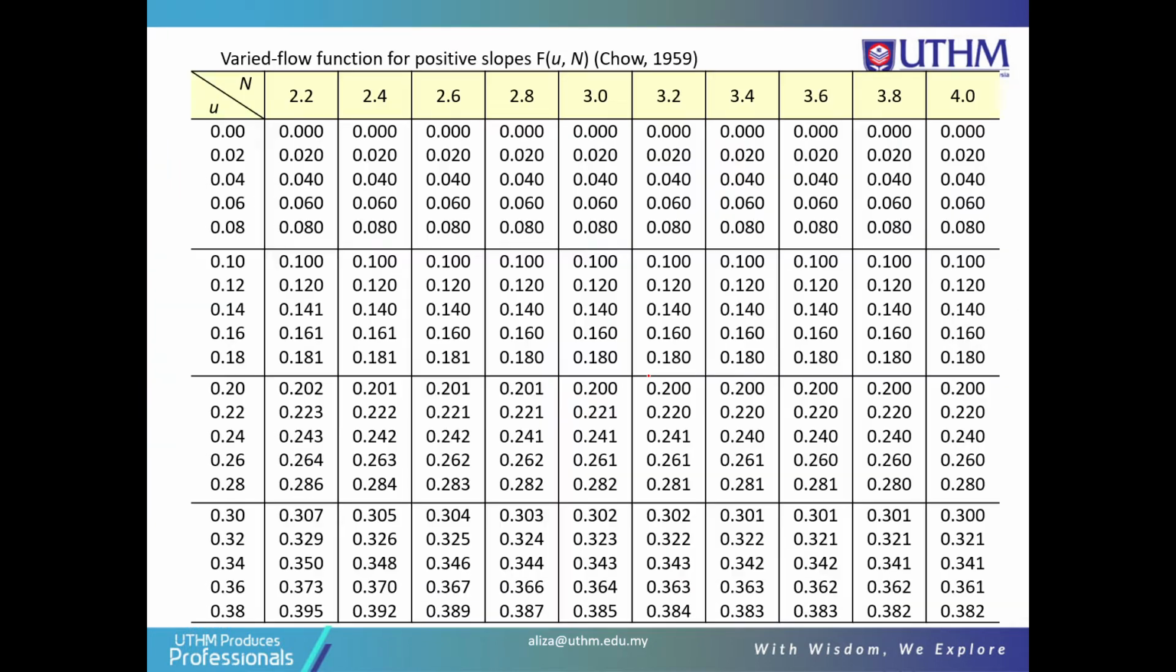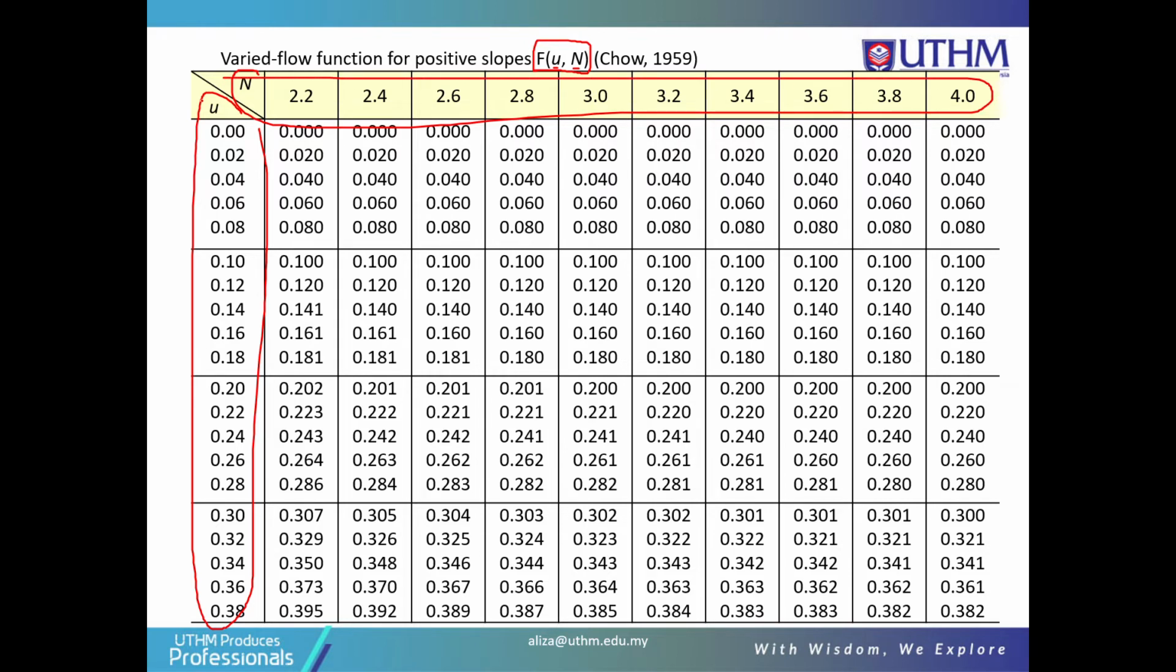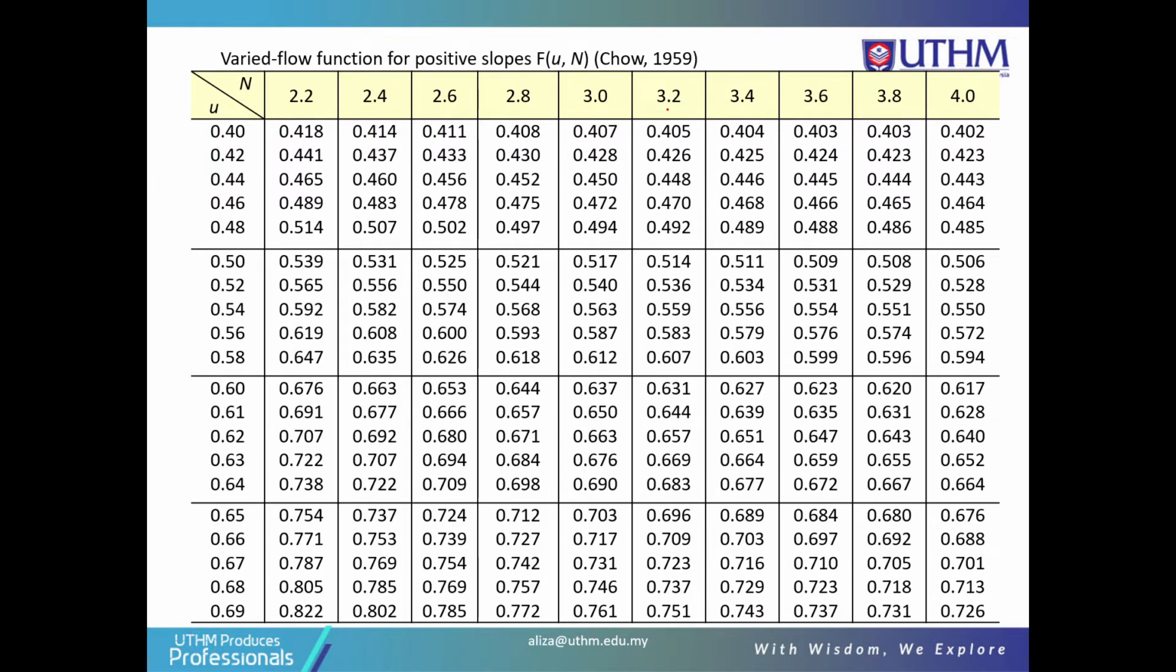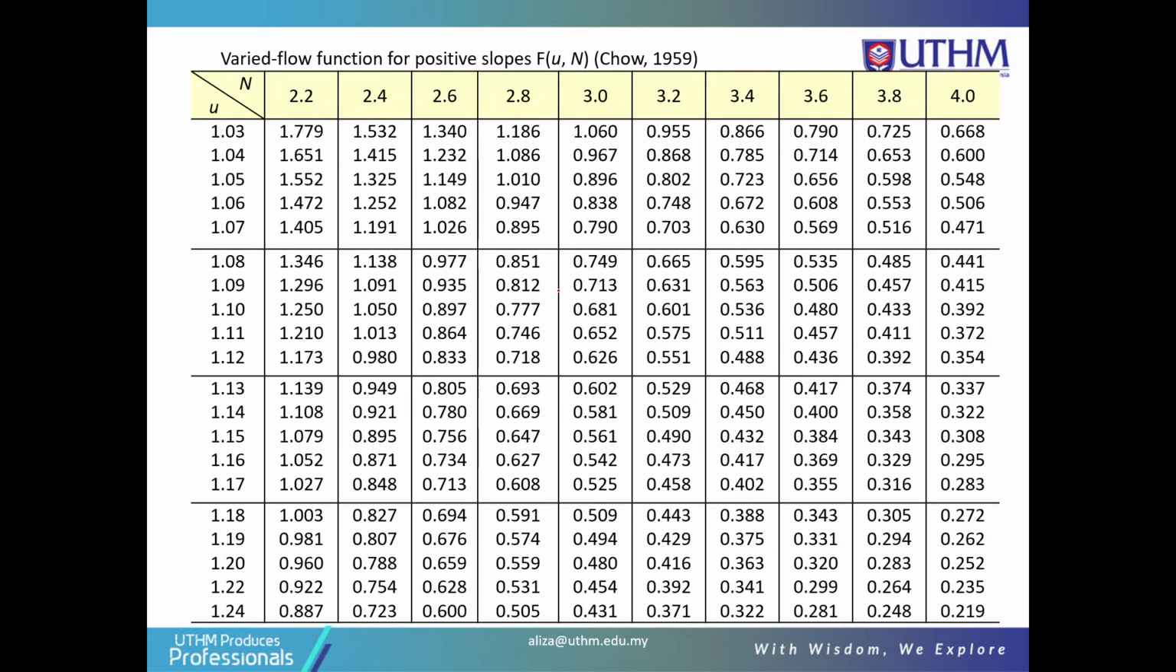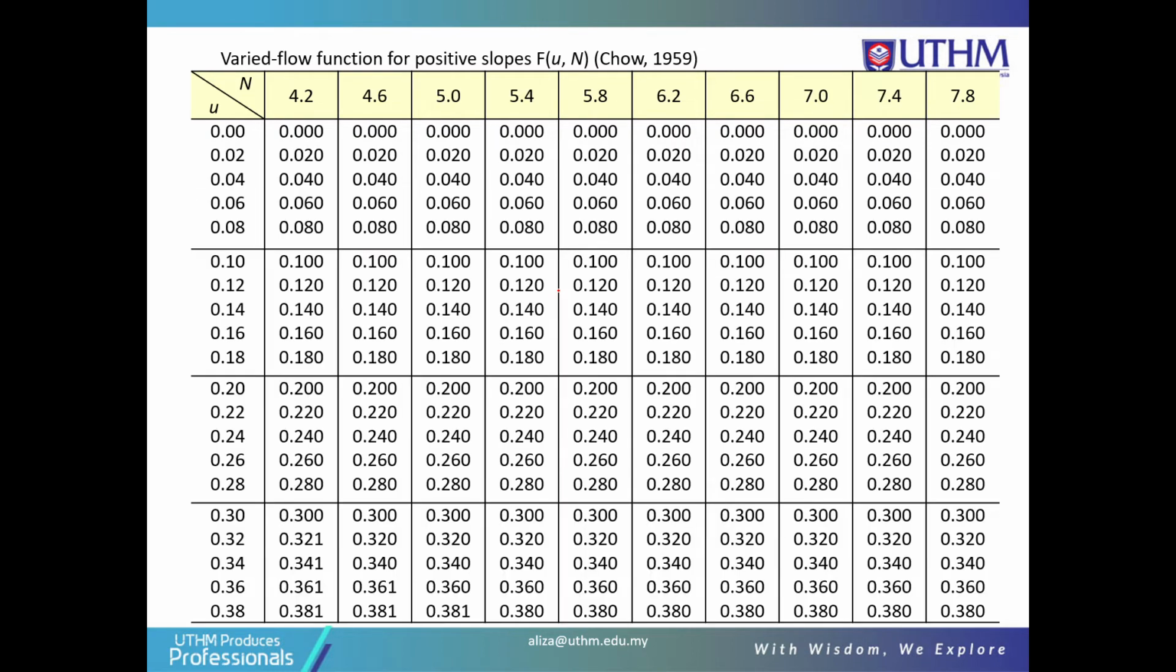Now we look at the varied flow function for positive slope. To use this F, the function of U and function of V here, for U you look at this column, and for N you just look at this column. So U and V are also the same here. You use the same concept here for the varied flow function.